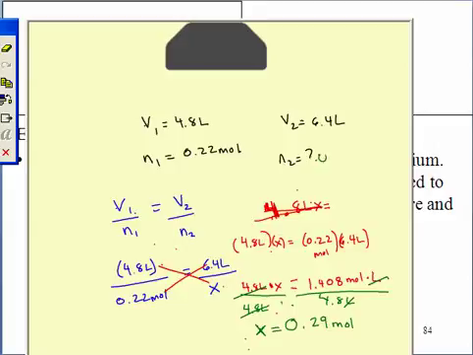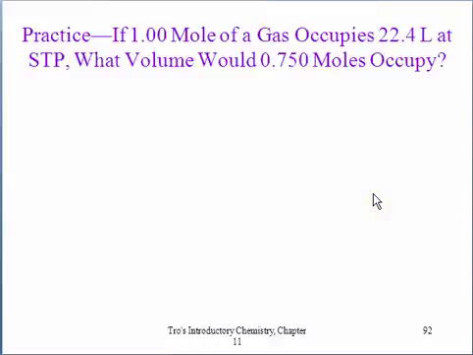So up here, 0.29 moles. Now, does that answer make sense? Well, from our initial to our final state, we increased the volume, and so that means we need to increase the number of moles. So yes, our answer makes sense.